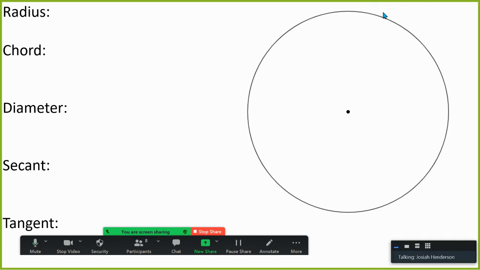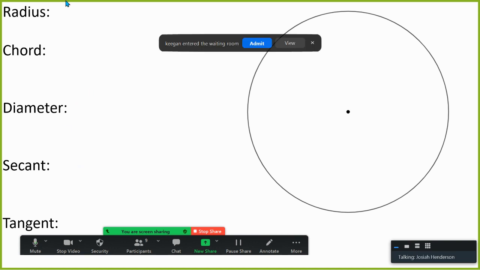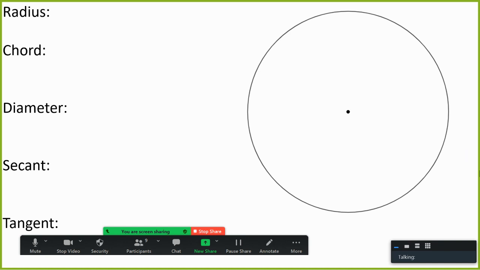So start by drawing yourself a circle. It's okay if it's not perfectly round. And then put the center in it right there in the middle. And we're going to name and define these five terms here: radius, chord, diameter, secant, and tangent. Give yourself lots of space for these definitions. So you can just do the top one for now, radius, and then when that's done, we'll do chord and so forth.